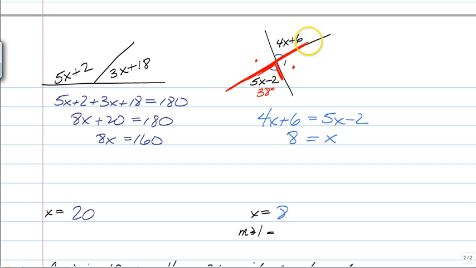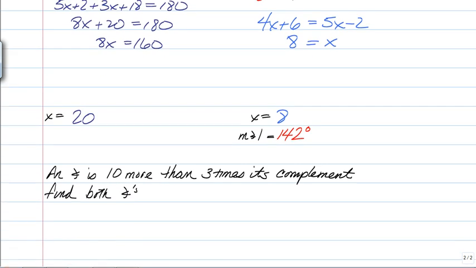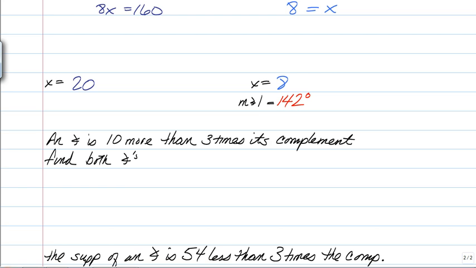Isn't that a straight line? A straight line is what? 180 degrees. So if that's 38, and this whole straight line is 180 degrees, then you can figure out that this angle 1 is 142 degrees by using a linear pair again. Okay? One more problem.